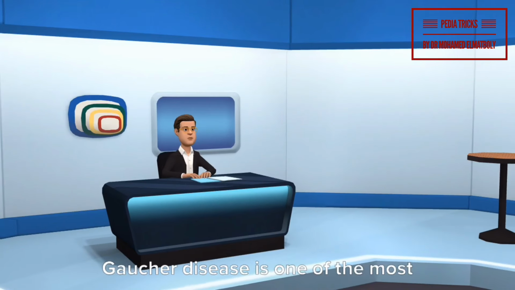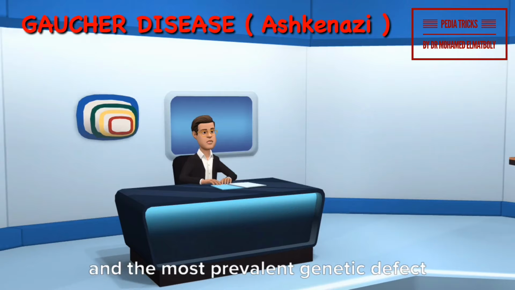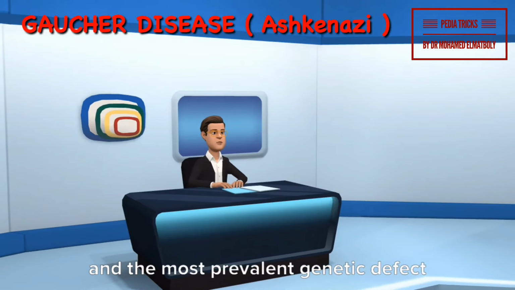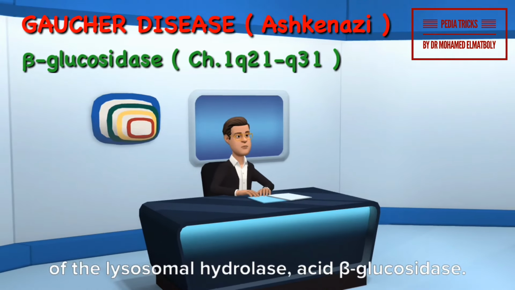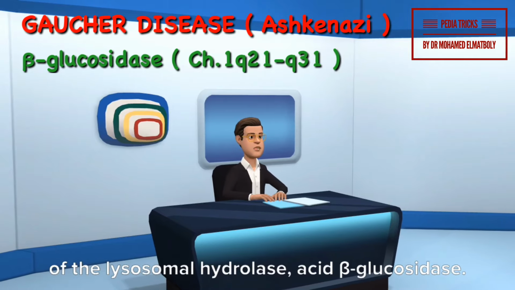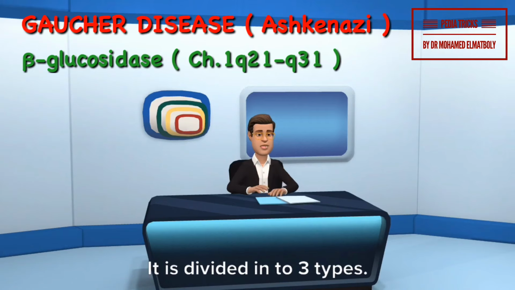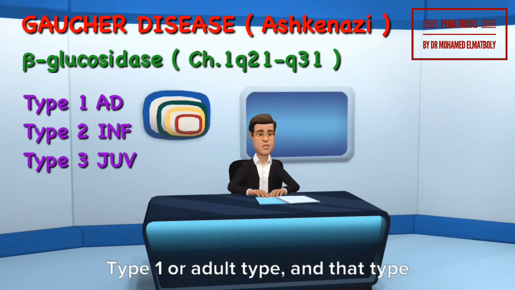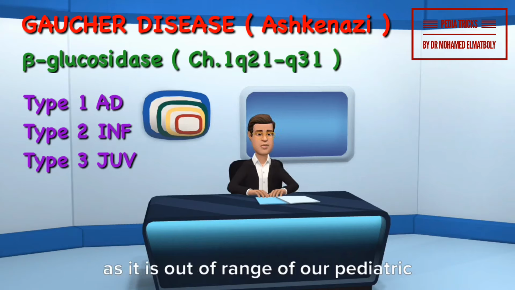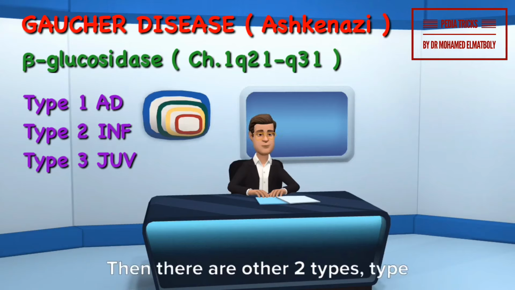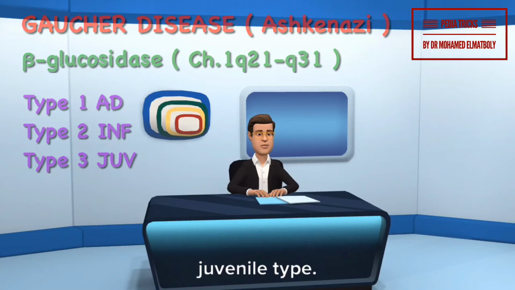Gaucher disease. Gaucher disease is one of the most common lysosomal storage diseases and the most prevalent genetic defect among Ashkenazi Jews. It occurs due to deficient activity of the lysosomal hydrolase, acid beta-glucosidase. The main affected chromosome is 1q21-q31. It is divided into three types. Type 1 or adult type, and that type will be discussed briefly at the end, as it is out of range of our pediatric age group. Then there are the other two types, type 2 or infantile type, and type 3 or juvenile type.